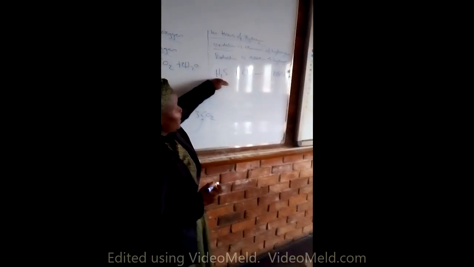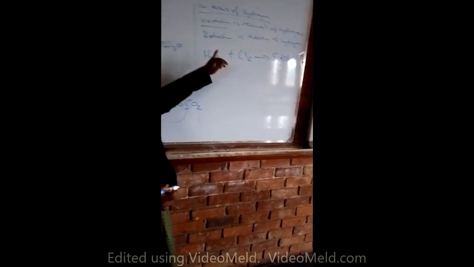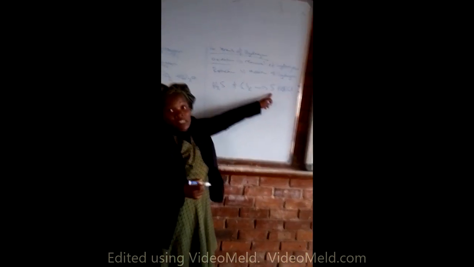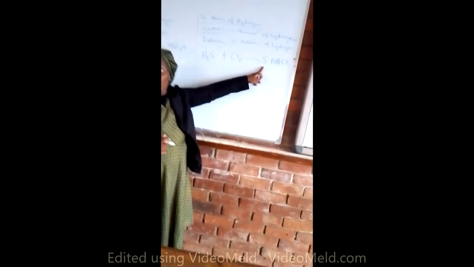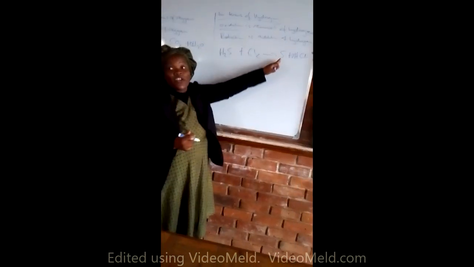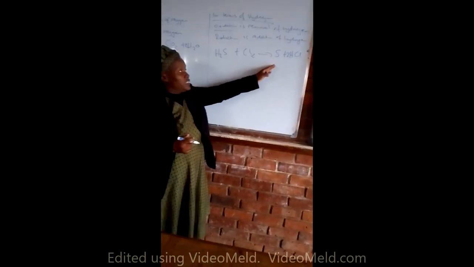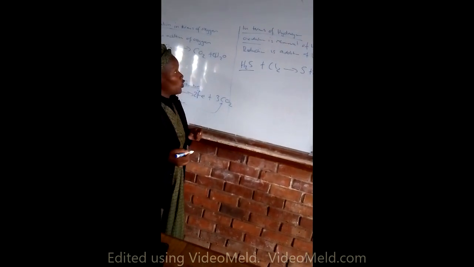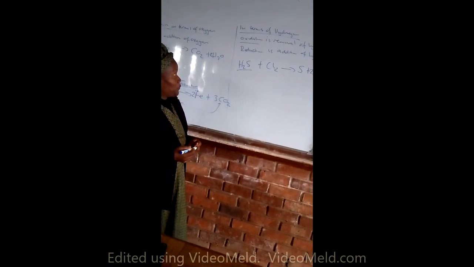Here on the reactant side, we have sulfur connected to hydrogen. But in the products, the sulfur is no longer connected to hydrogen, which means hydrogen is being removed from it. Therefore, the sulfur in hydrogen sulfide has undergone oxidation.